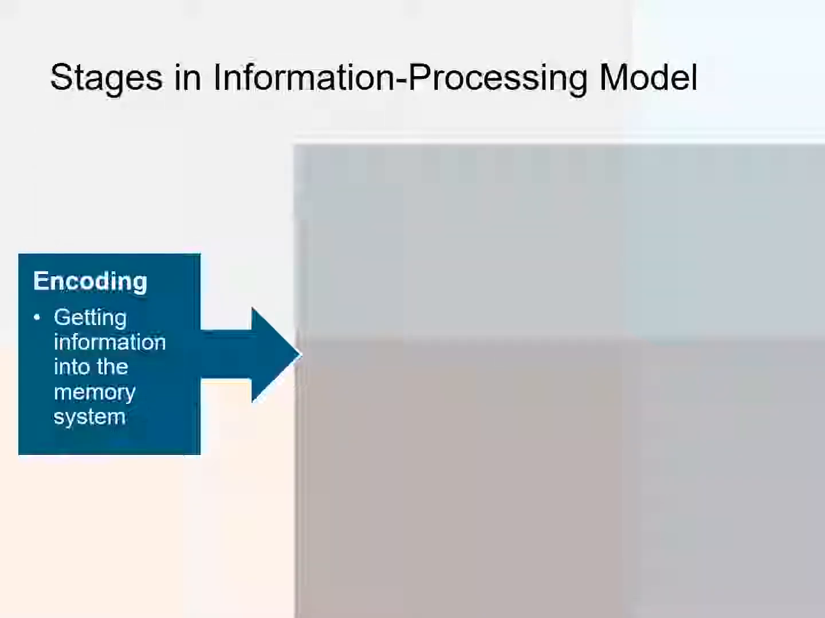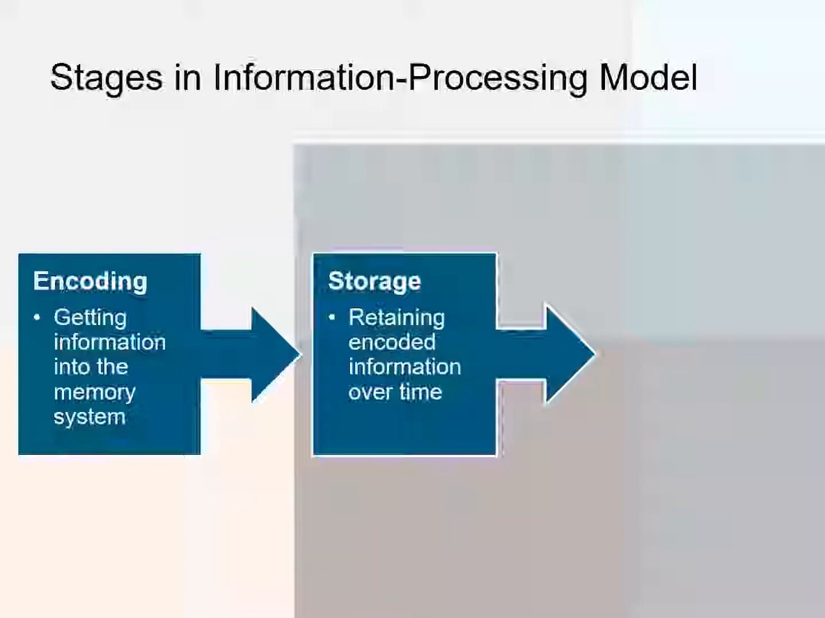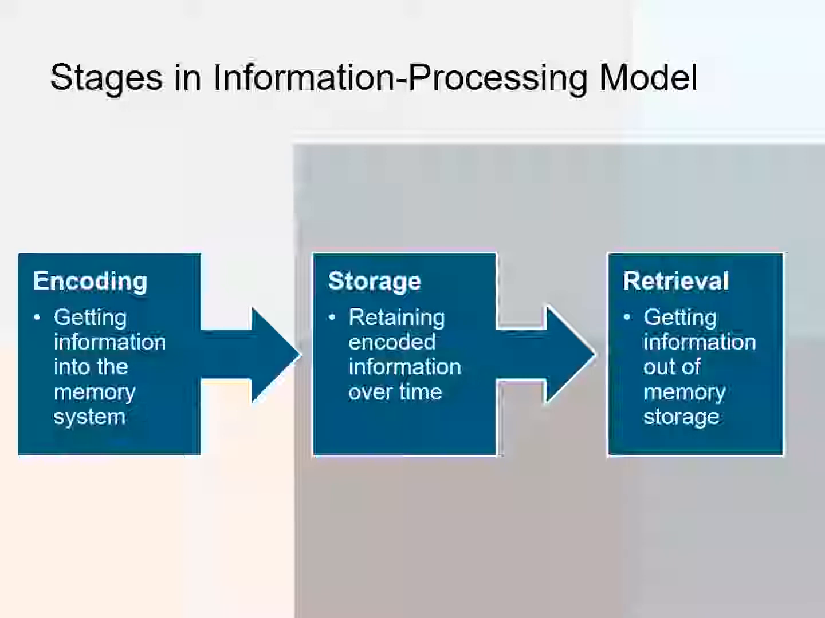Stages in the information processing model. First is encoding, getting information into the memory system. You will never have a memory of something you never had any experience with. Storage is the retaining of the encoded information over time. It has to get into the brain and find a home there, basically. And then retrieval. You have to get the information out of storage. There can be problems in any of these things, the encoding phase, storage, or retrieval, before information is processed well or is made into a memory.